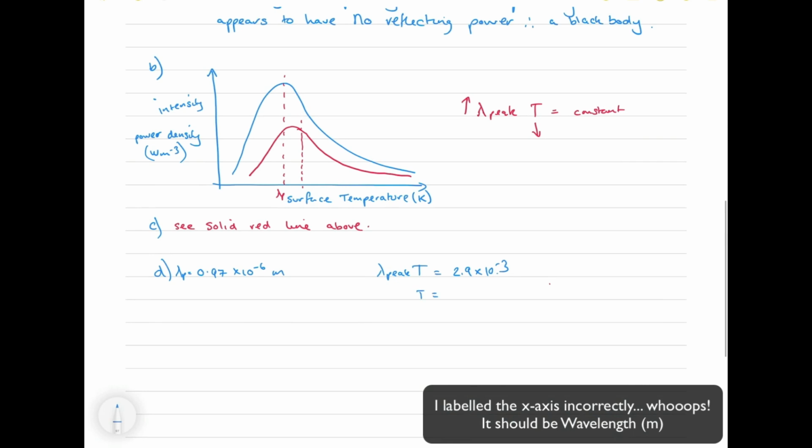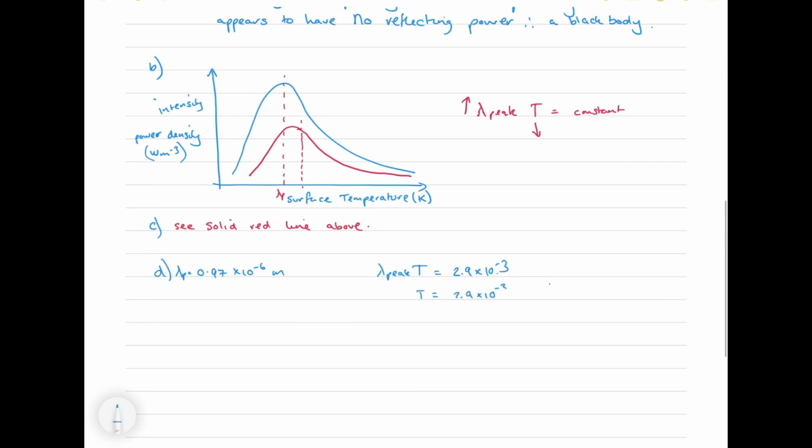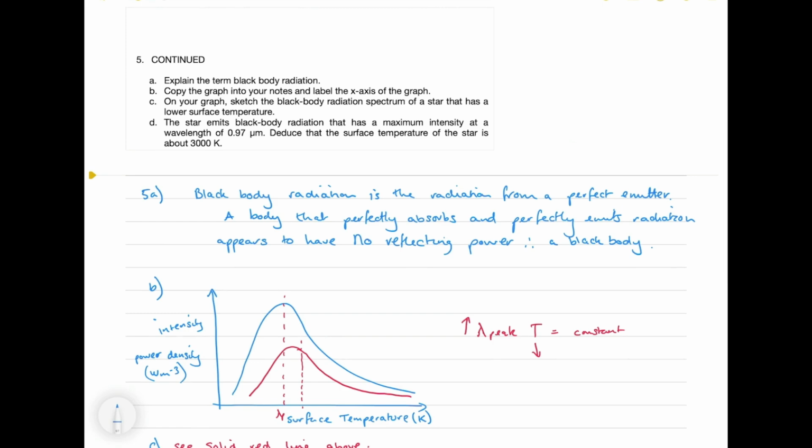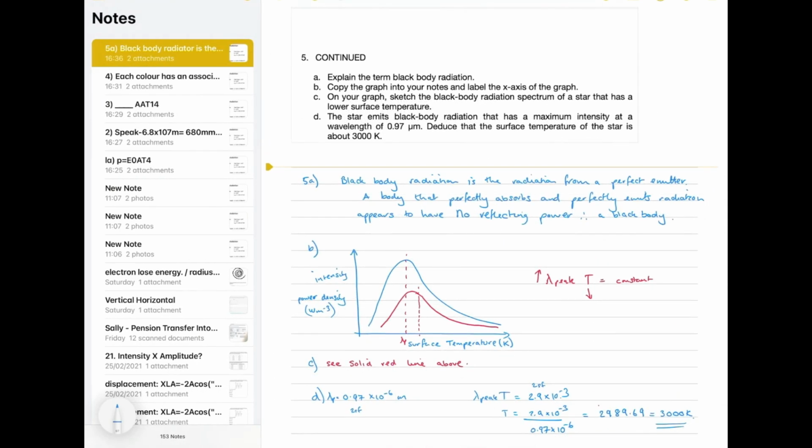So T is equal to 2.9 times 10 to the minus 3 divided by 0.97 times 10 to the minus 6, which gives us an answer of 2989.69. The data in this question is given to two significant figures, so let's round to two significant figures, and we are at 3000 Kelvin, which was predicted in the question. Prove that it's 3000 Kelvin. So question 5 is complete.